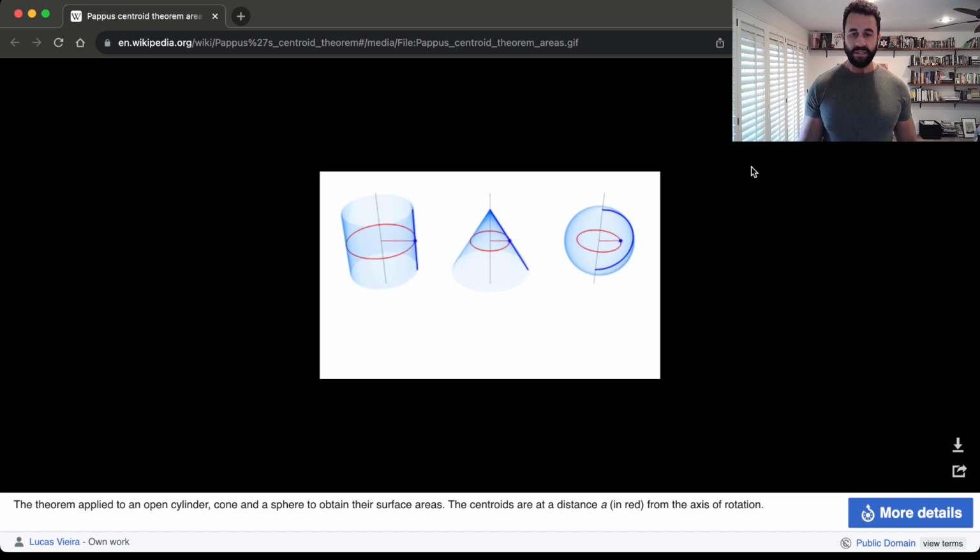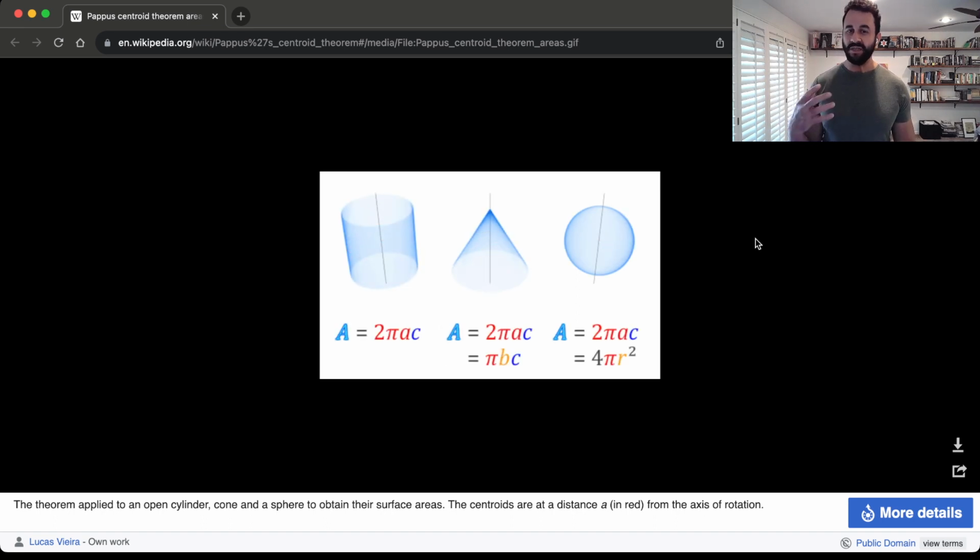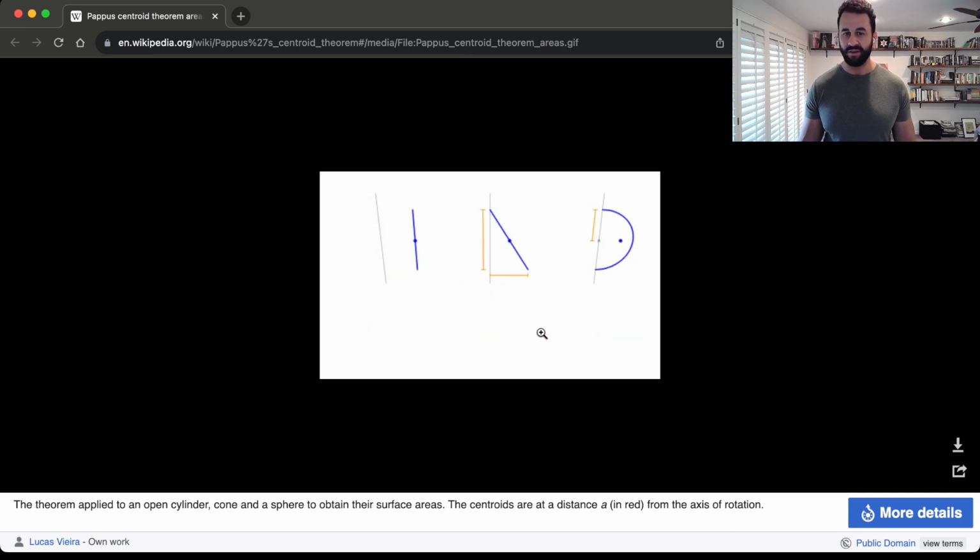All right? So intuitively, this is what the theorem of Pappus says. If you want to know the surface area of the cylinder, it's going to be 2 pi r c, or 2 pi ac, as he calls it here. Same thing for the cone, 2 pi ac. And for the sphere, 2 pi ac. So in the previous section, it was always 2 pi rl, right? So same thing here. Remember I took a pi rl and I re-expressed it as 2 pi half rl? That's what's going on right here.